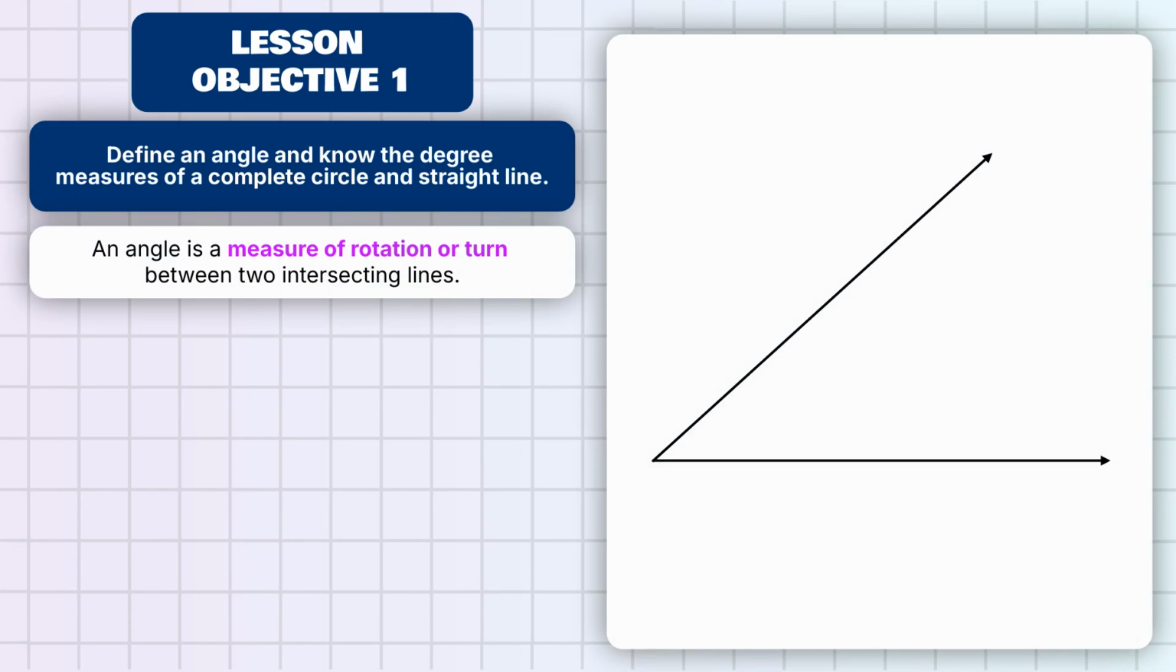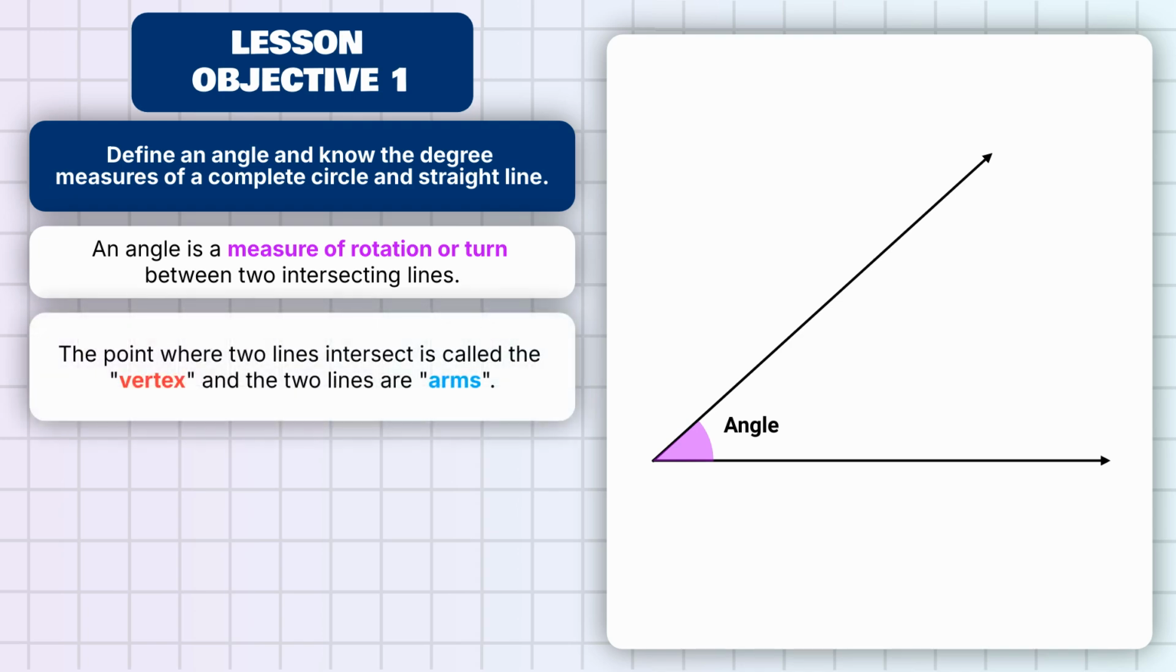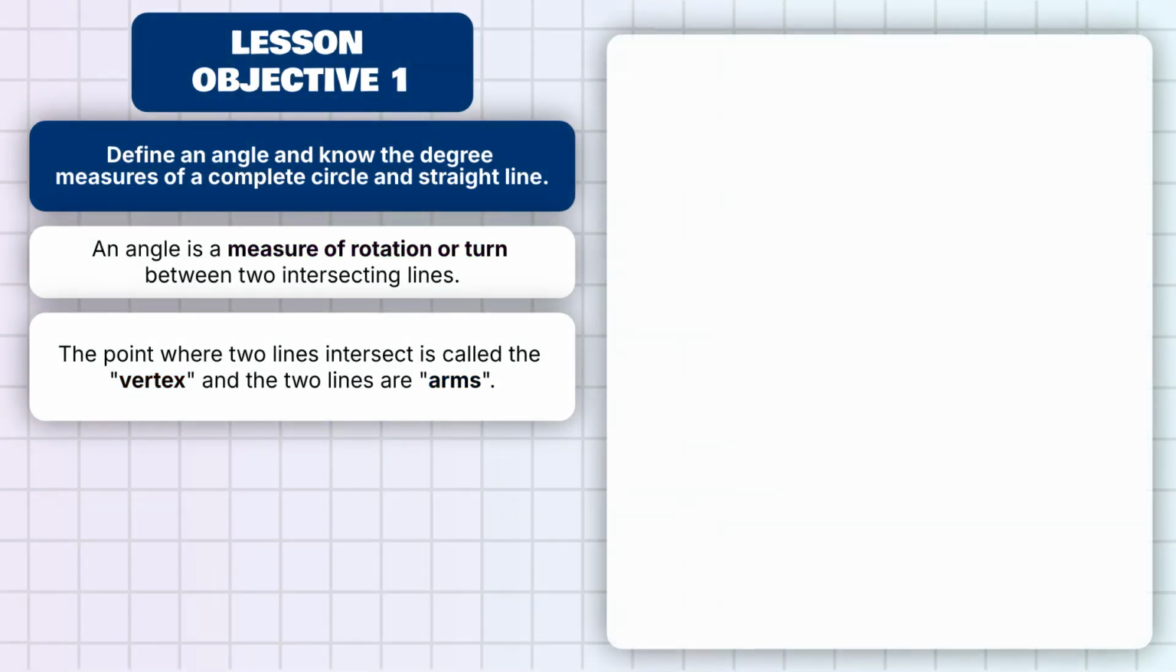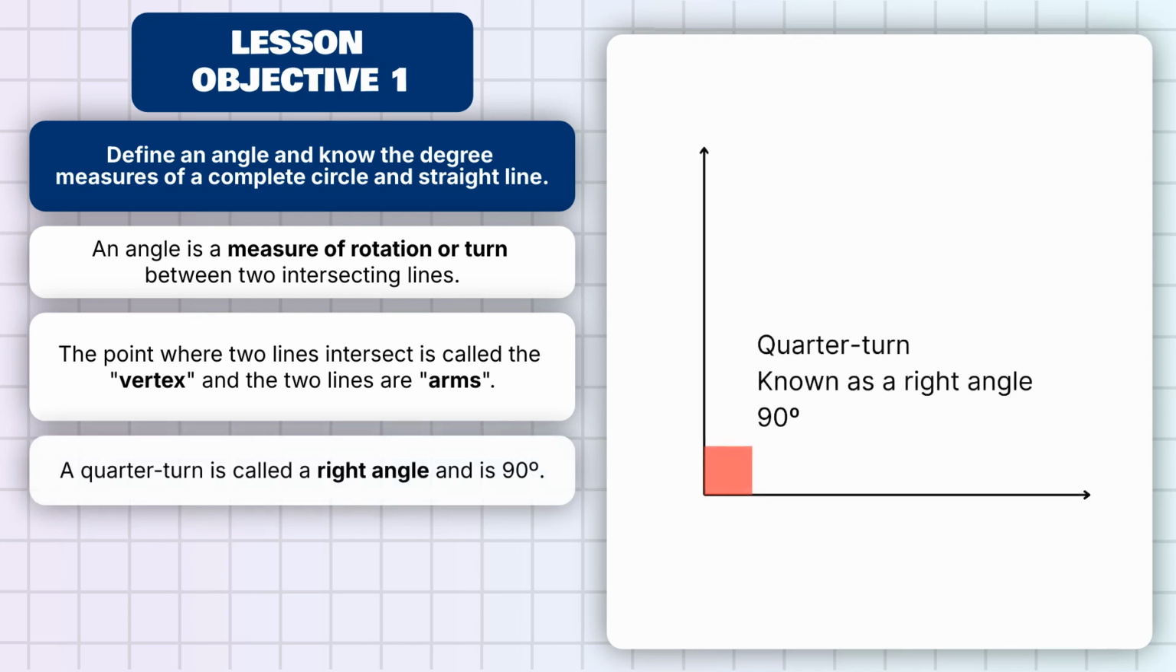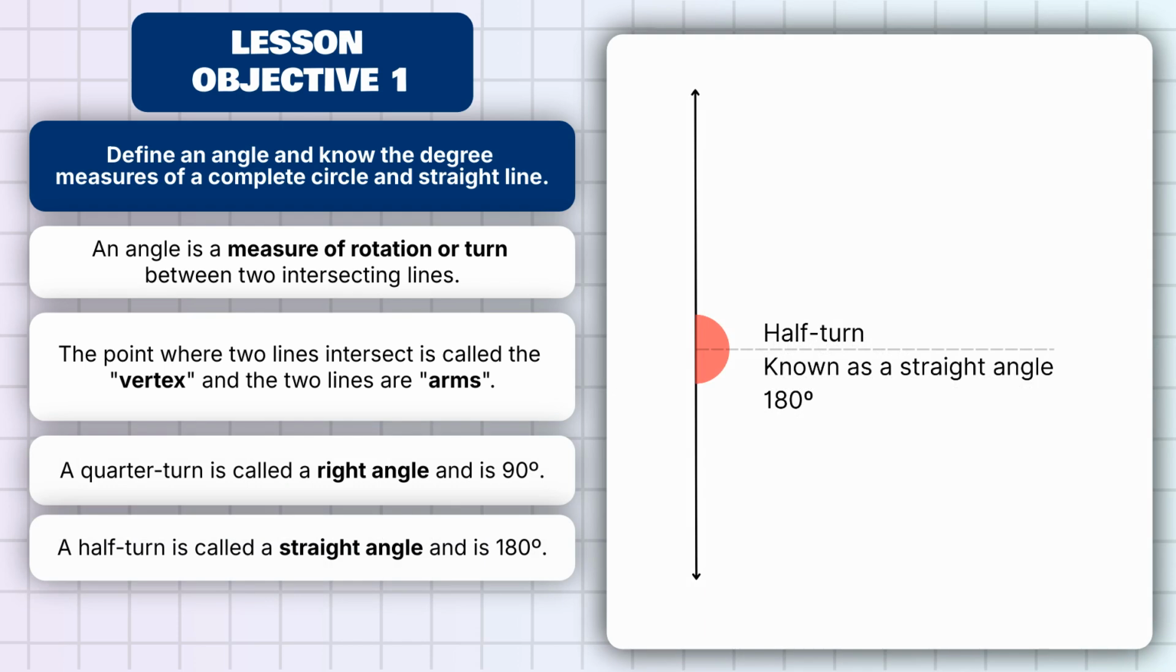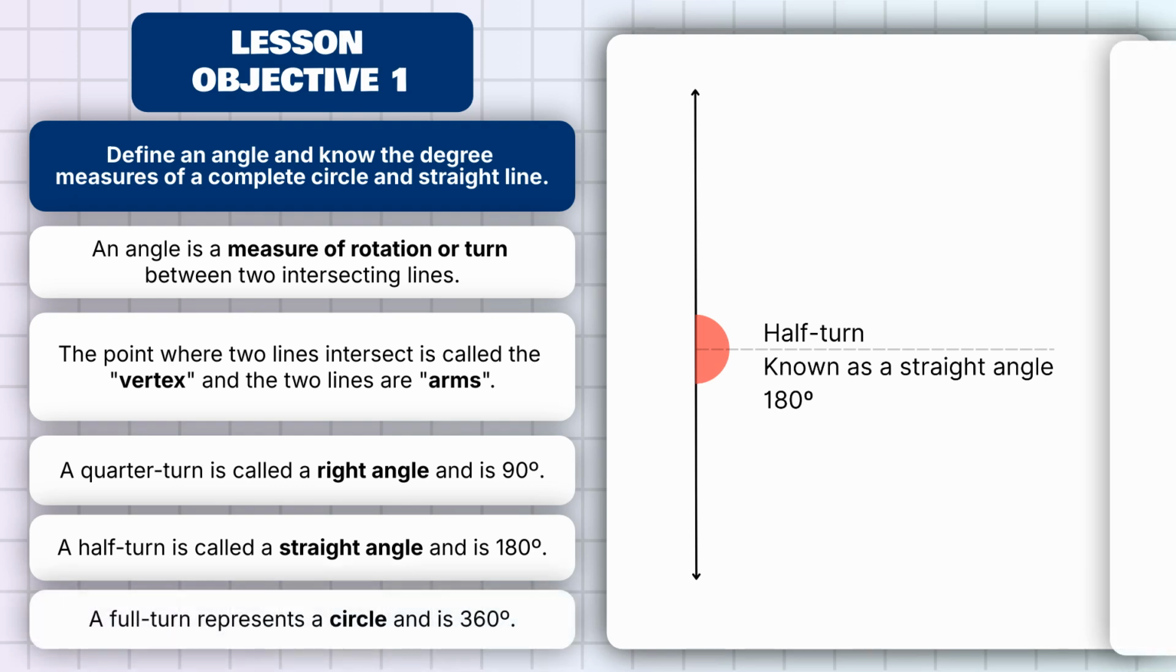An angle is a measure of rotation or turn between two intersecting lines. The lines can be either straight or curved. The point where the two lines intersect is called the vertex, and the two lines are arms. Let's now look at some key angles we need to learn. A quarter turn is called a right angle and measures 90 degrees. A half turn is a straight angle and measures 180 degrees. And a full turn represents a circle and measures 360 degrees.